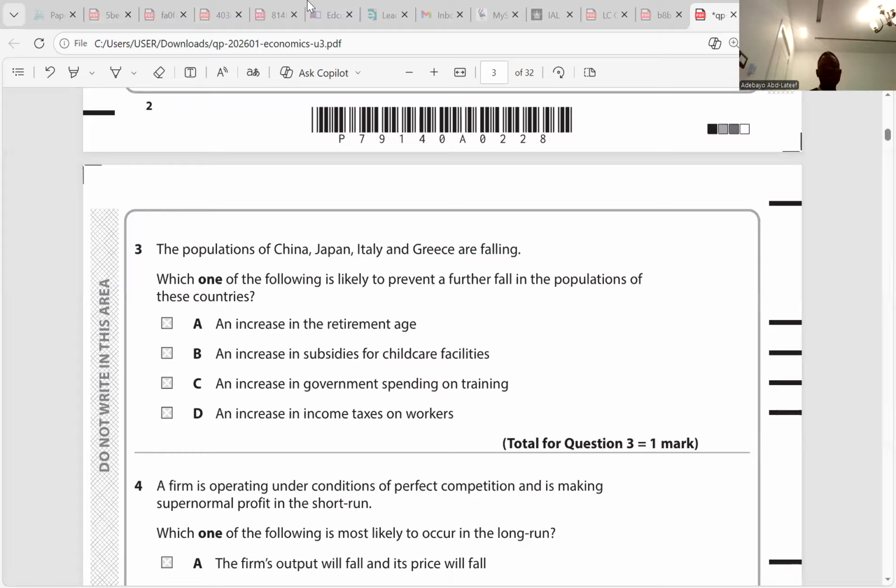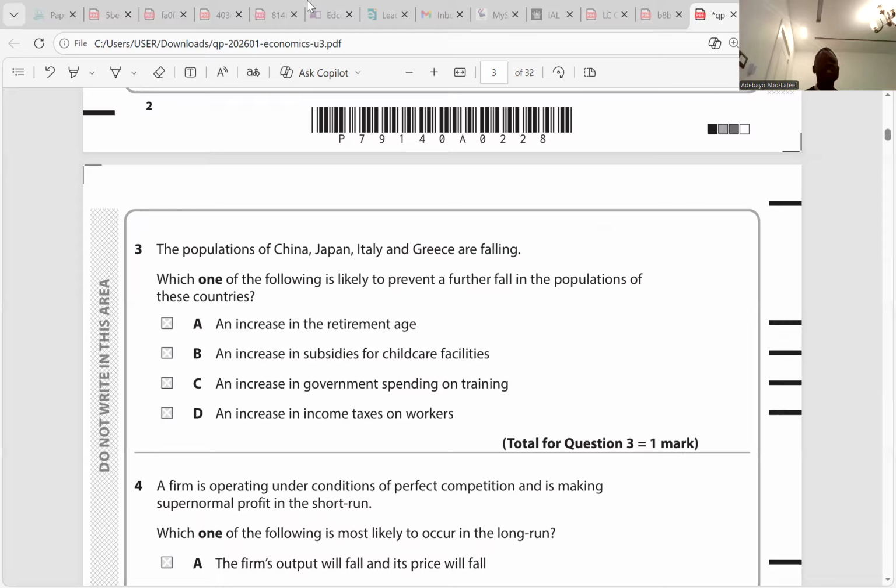An increase in the retirement age does not have anything to do with a fall in the population, although it can indirectly impact it. It doesn't have anything to do with a decrease in population. Population is separate, but this is retirement. It may relate to an increase in aging population, but population is about the demographics, not situations in the market. So an increase in retirement age does not have anything to do with how to prevent population fall.